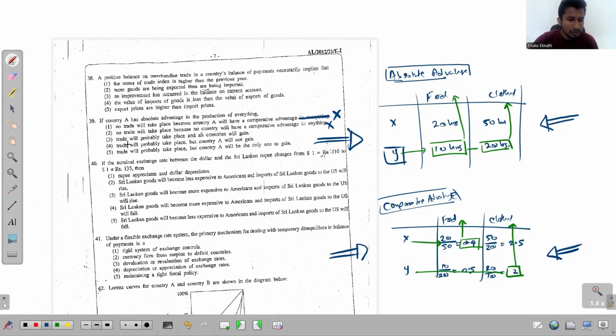Right? The third one, trade will probably take place. See the wording. Of course, though they have absolute advantage in producing everything, they might not have the comparative advantage in producing everything. If so, the international trade may take place and all countries will gain. Yes, they will have two main advantages. First, they will experience gains in production, then they will experience gains in consumption if they trade with each other based on comparative advantage.